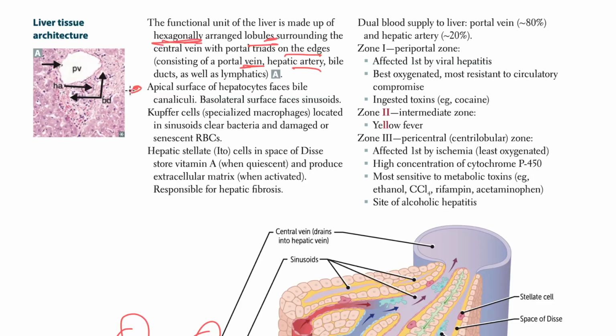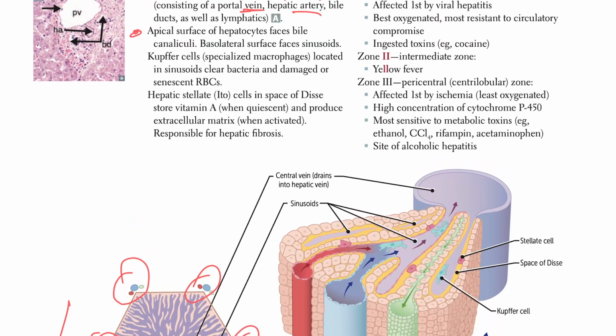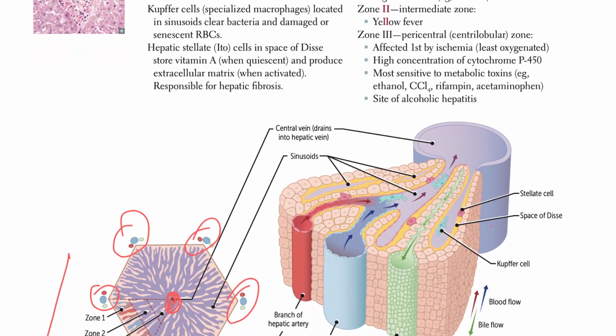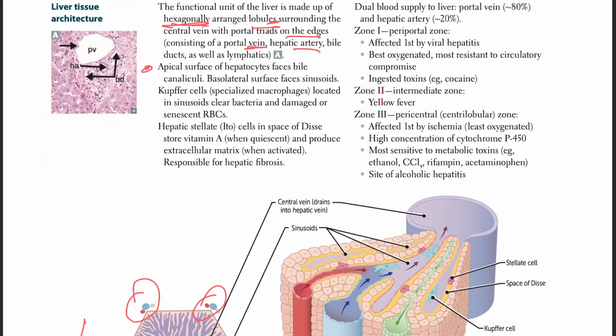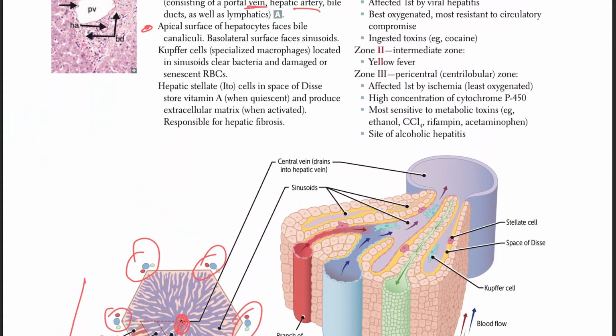Now the apical surface of the hepatocyte faces bile canaliculi. Look at the apical surface. They're saying apical surface of the hepatocyte faces bile canaliculi. Bile canaliculi are here. And this is draining into the bile ductule. So this is the apical surface.